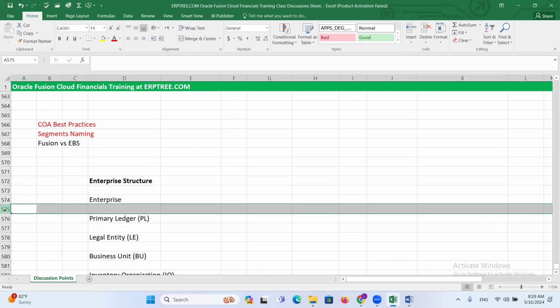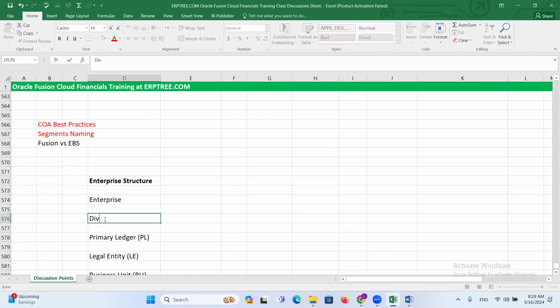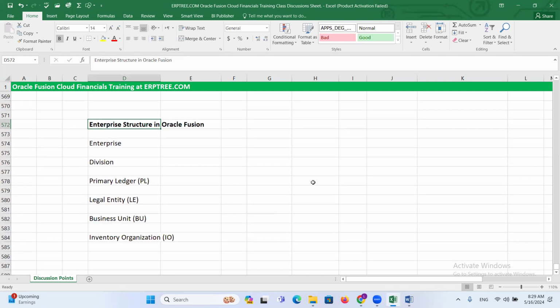Of course, here we have divisions also. This is the enterprise structure in Oracle Fusion. The same enterprise structure in EBS we used to call the multi-org structure. That is the multi-org structure in Oracle EBS R12, E-Business Suite release 12. This is the release name.